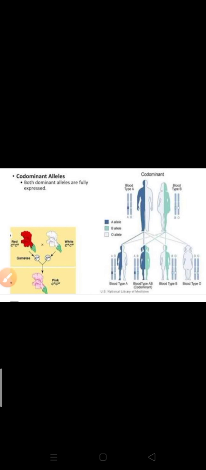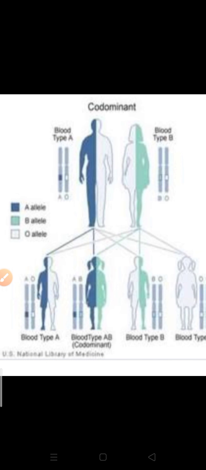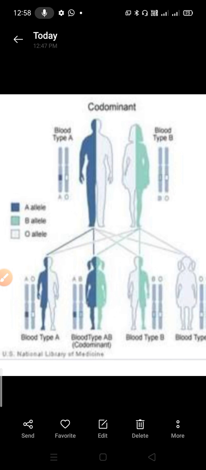One more picture I am sharing here, you can see on your screen: blood type A and blood type B, clear. When they are crossed with each other, four possibilities will come. If IA, you can see blood type A, then blood type AB, which is co-dominant. Why is it so? Because both the characters come in the case of AB. Yes or no, children? Both the characters are present in this second case.